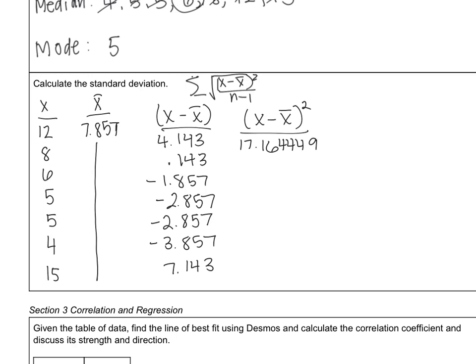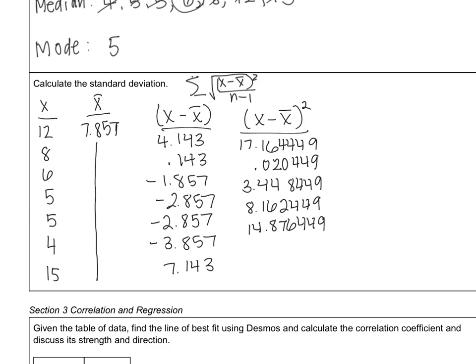When we square 0.143, we're going to get 0.020449. And I'm going to keep working my way down the list. So next we get 3.448449, 8.162449, 14.876449, and lastly 51.022449. I did write every decimal place because I want my answer to be as accurate as possible.